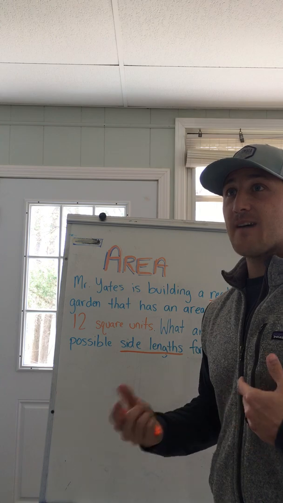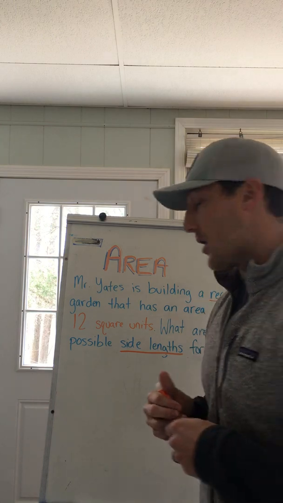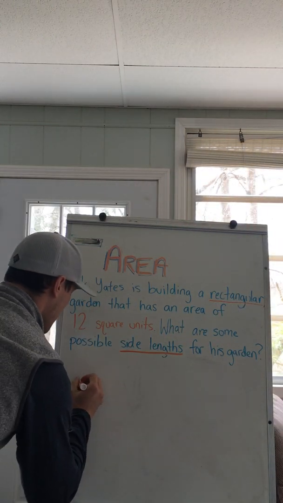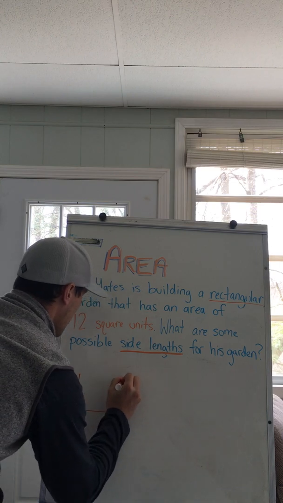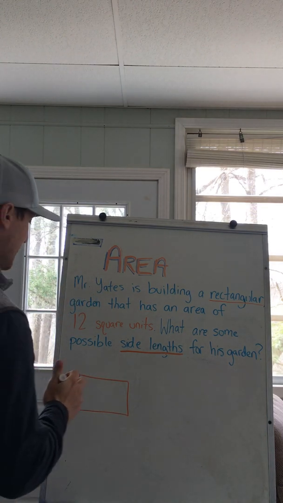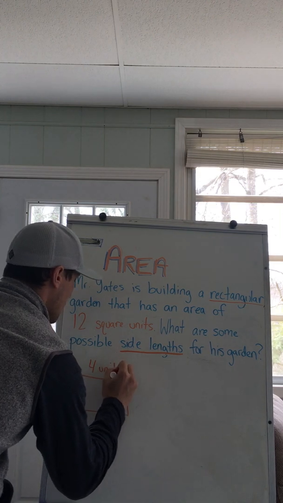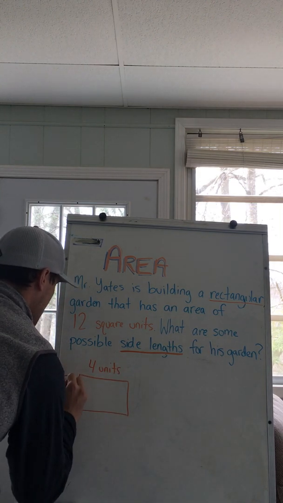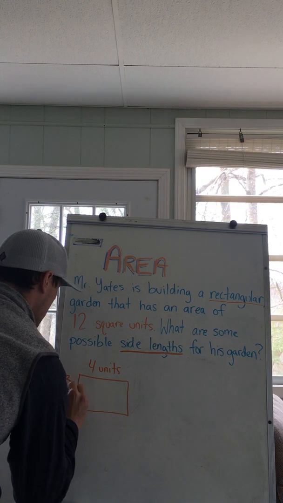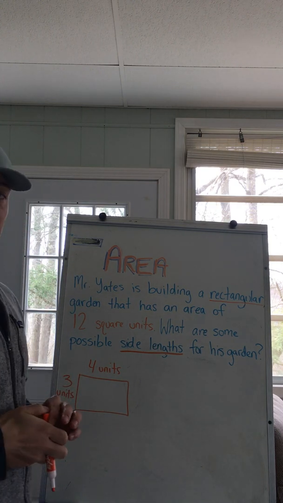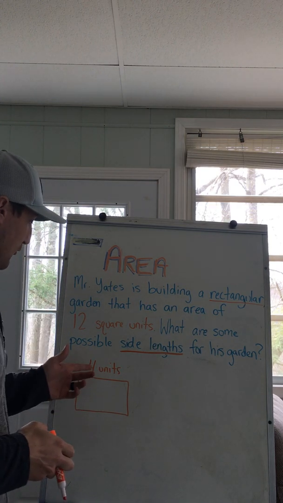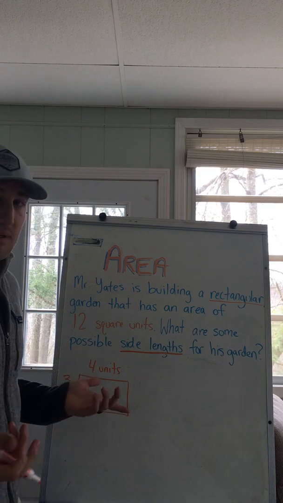So the first set of factors that I can think of are 3 times 4, because I know that 3 times 4 is 12. So I'm going to draw a rectangle-shaped garden, and I'm going to label it 4 units on the top and 3 units on the side. And now I know this works because 3 times 4, or 4 times 3, gets me 12.